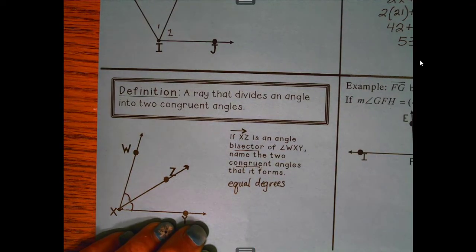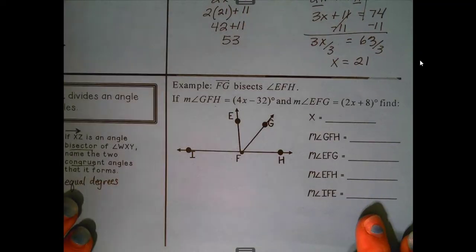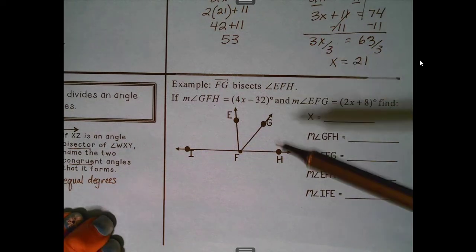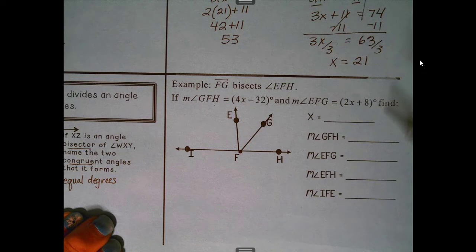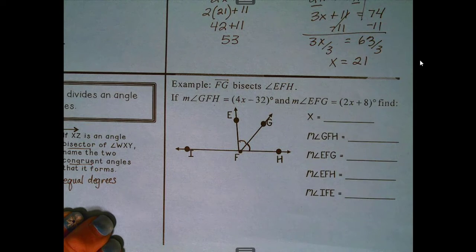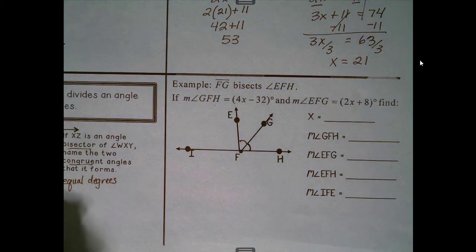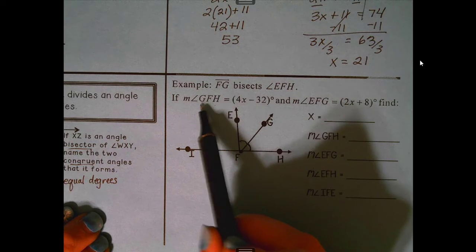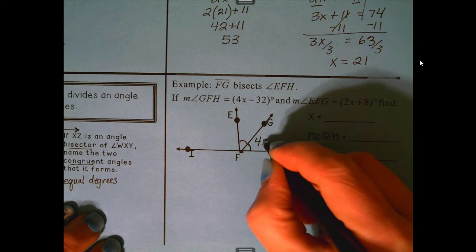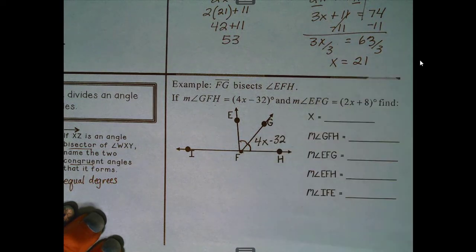All right, so let's take a look at another example. Again, it's going to be kind of a mystery here. We're going to have a lot of information. It definitely does help to put that information in the picture, and then we'll see what we can come up with for an equation. Okay, so let's take a look. We've got that FG bisects EFH. So I'm going to put those arc marks so that I know that those two are going to be equal to each other. We've got that the measure of GFH is 4x minus 32. I want to make sure I get that in the right spot.